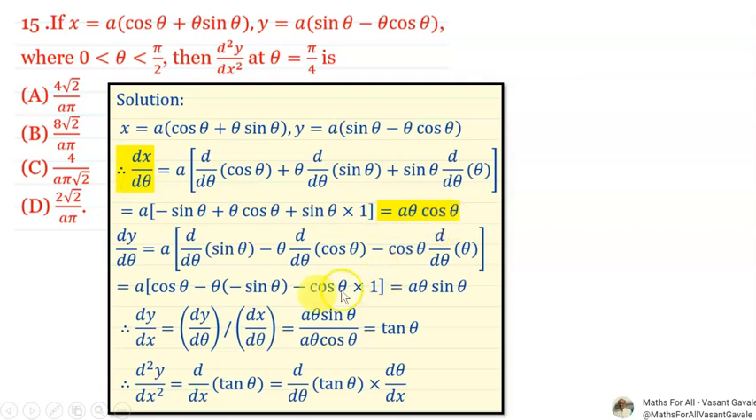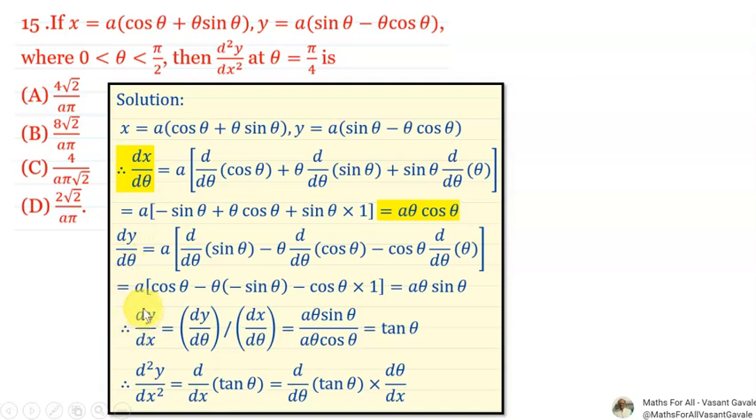a times cos theta. Next, dy by d theta. Okay, a as it is, derivative of sin theta is cos theta. Theta into cos theta, या ठिकाणी product rule apply करणार. Minus theta into derivative of cos theta minus cos theta into derivative of theta. Okay, sin theta चा derivative cos theta. Cos theta चा minus sin theta. Theta चा 1 and overall you will get here a plus cos theta minus cos theta get cancelled. Minus minus that will become plus theta into sin theta into a, that is a theta into sin theta.